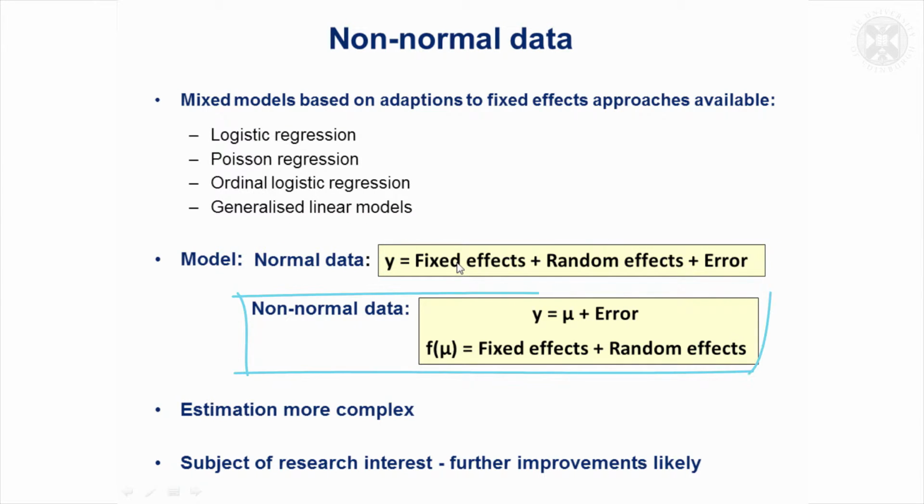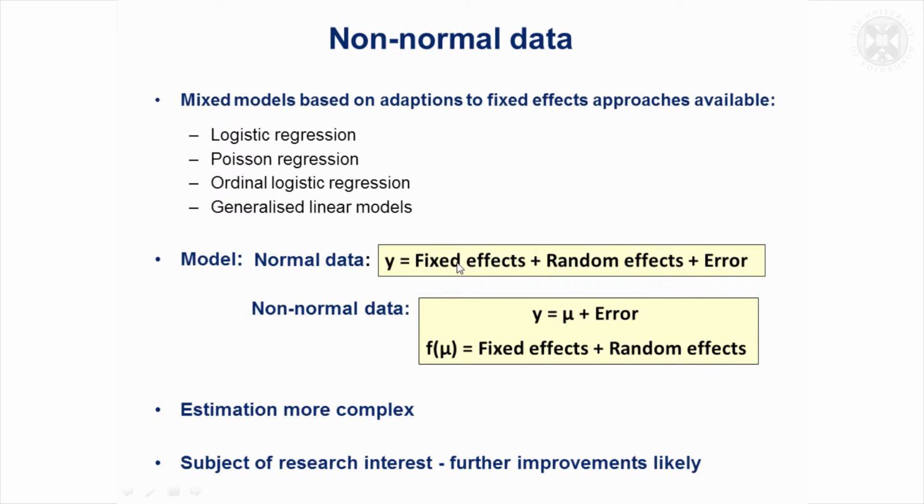If we've got non-normal data, the trick that's played is that we say that the outcome is equal to this vector mu, which is a vector of expected values, predicted values for a given observation, plus the error. But the expected values are defined in terms of the fixed and random effects after applying a function. In the case of logistic regression, that's going to be a logit function. Poisson regression, it's going to be the log function. So there'll be a particular function that can be applied to these expected values to put the data into a particular framework to apply to a non-normal distribution.